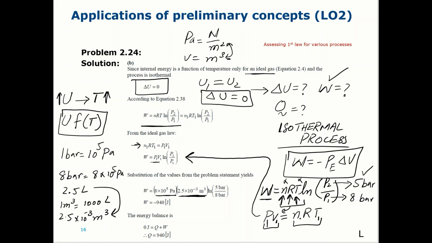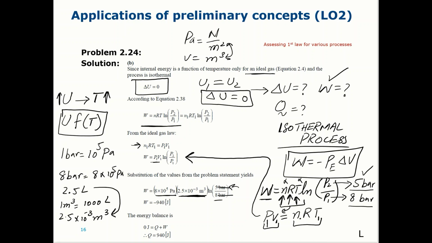So this is V1 and then ln P2, which is 5 bar, and P1 is 8 bar. Now you might have observed in this case we haven't changed units of pressure, so it doesn't matter, because whatever the units are, they will cancel out each other, right? So there is no need for that.